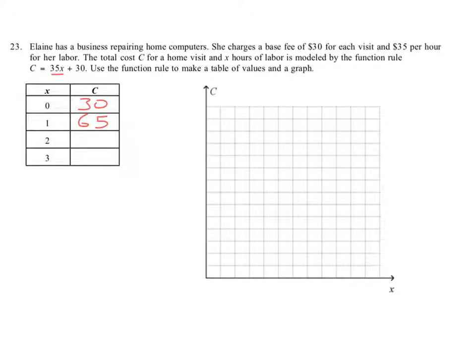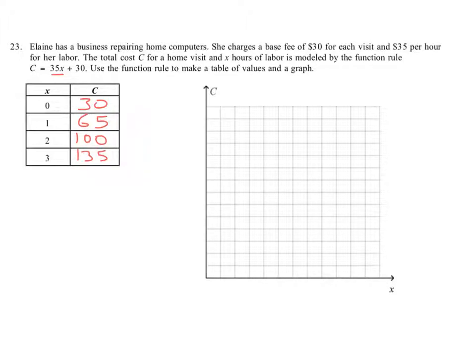Okay. Or if she was there for 2 hours, 35 times 2 is 70, plus 30 is 100. Or she could be there for 3 hours and it is $105. 35 times 3 is 105, plus 30 is 135. You can see that as you increase the number of hours here by 1, 1, 1, this goes up by 35, 35, 35, and that's because that number there is 35.